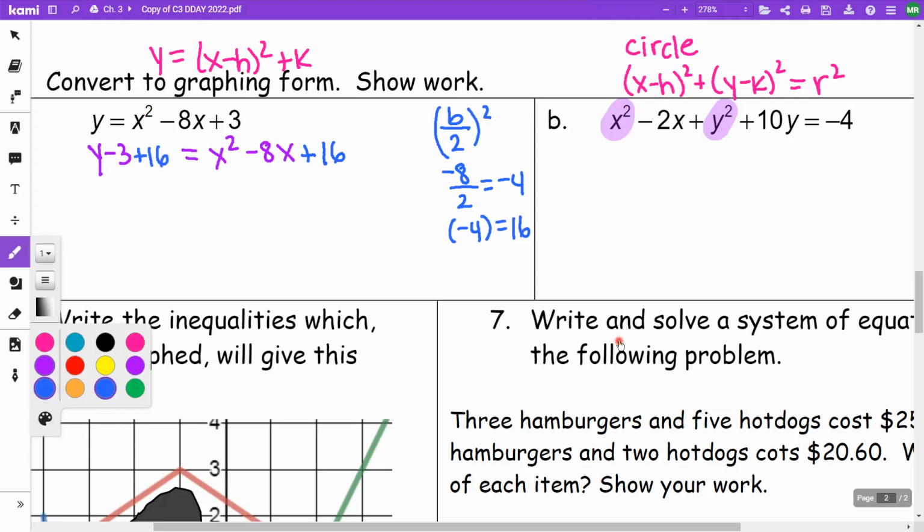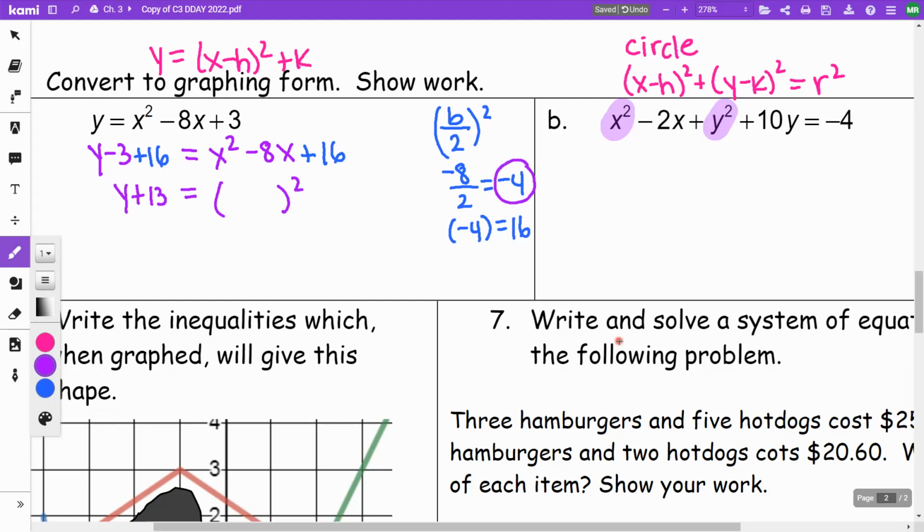So this is going to be y plus 13 is equal to a quantity squared. It is going to be half of -8, which is -4. So this is going to be x minus 4. Then I am going to subtract the 13 back to this side, and there's our equation.